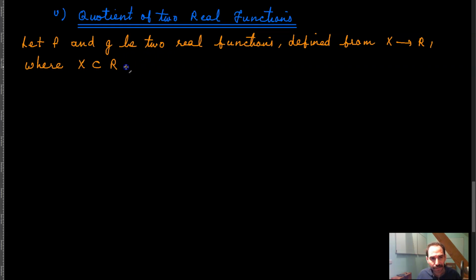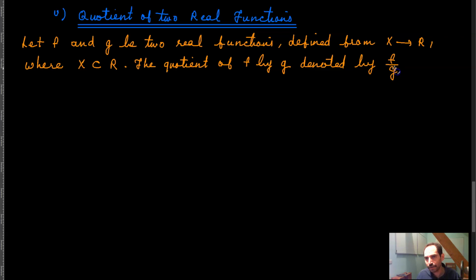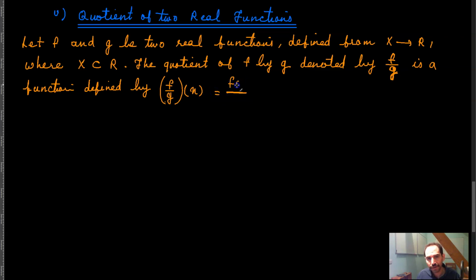The quotient of f by g, denoted by f by g, is a function defined by f by g of x is equal to f of x divided by g of x, provided that g of x is not equal to 0 and x belongs to X.